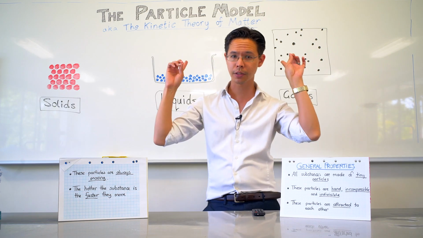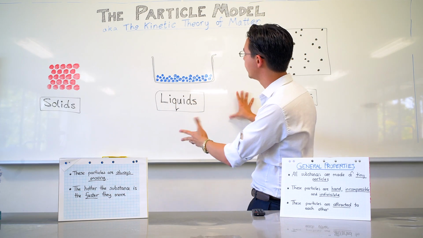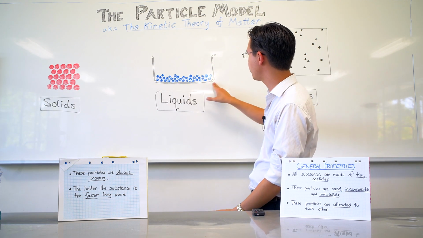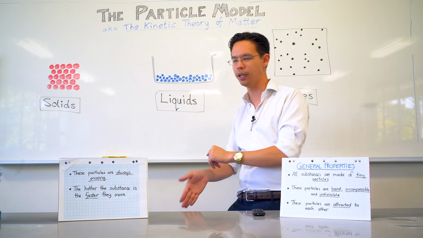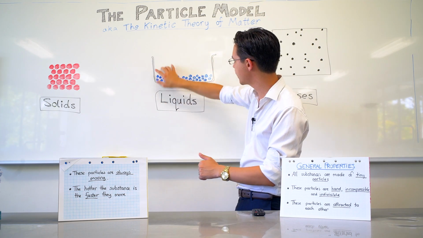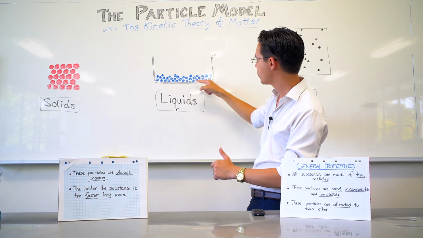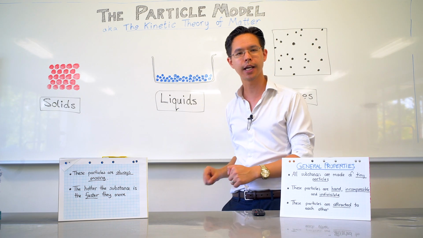Liquids, according to the particle model. I've drawn it here in the middle. Notice this little part of my diagram here is actually the shape of my container. I've got a bit of a bowl and I've cut it in half. And I've got my water, and the water sinks down to the bottom and begins to start taking up the shape of that container on the bottom.